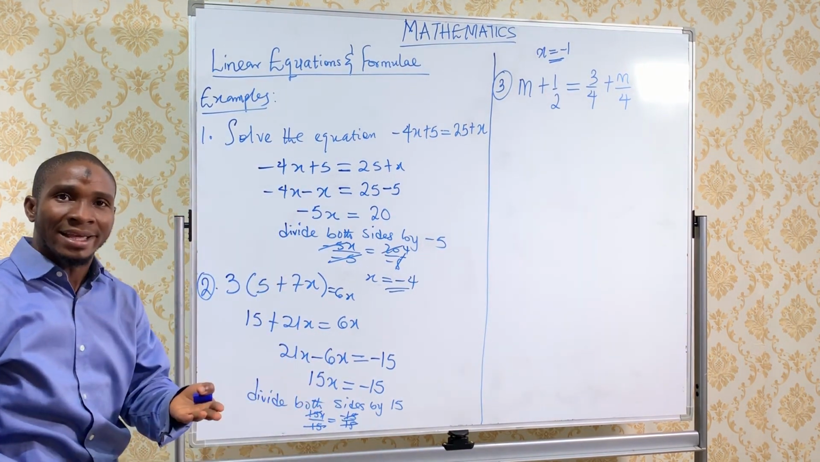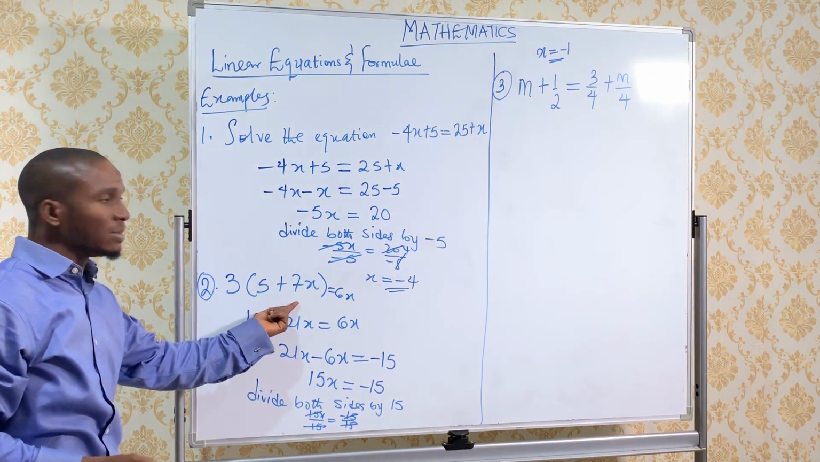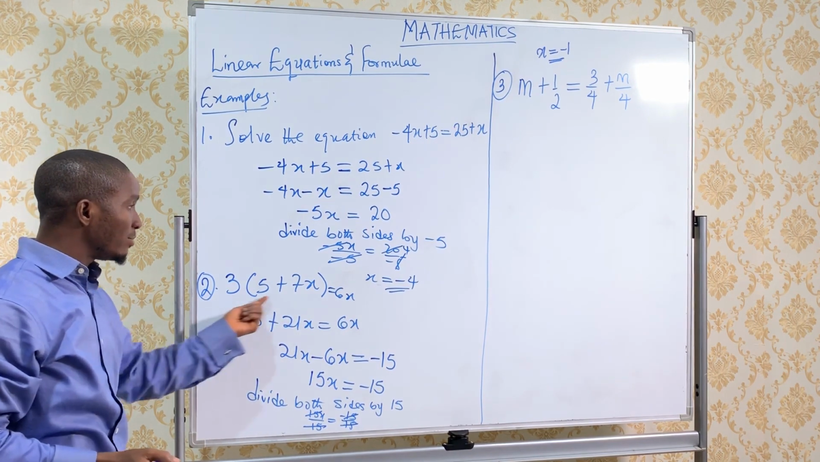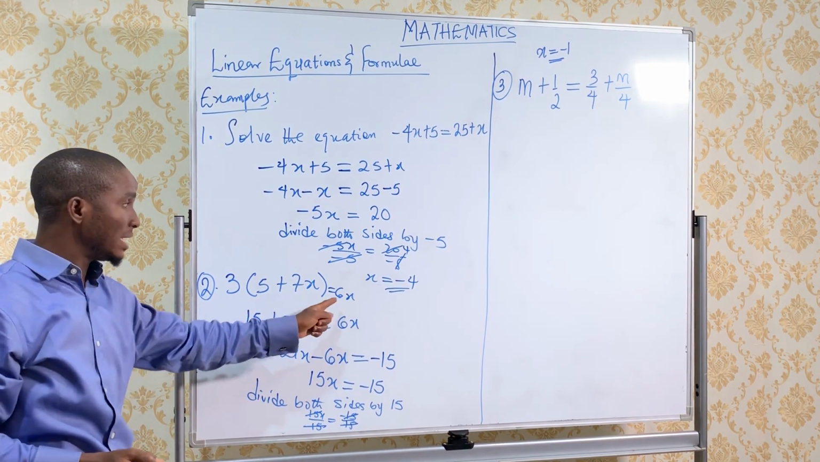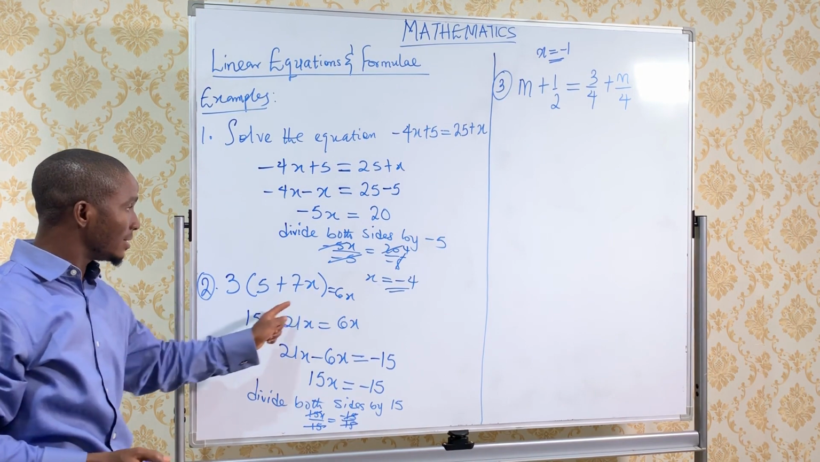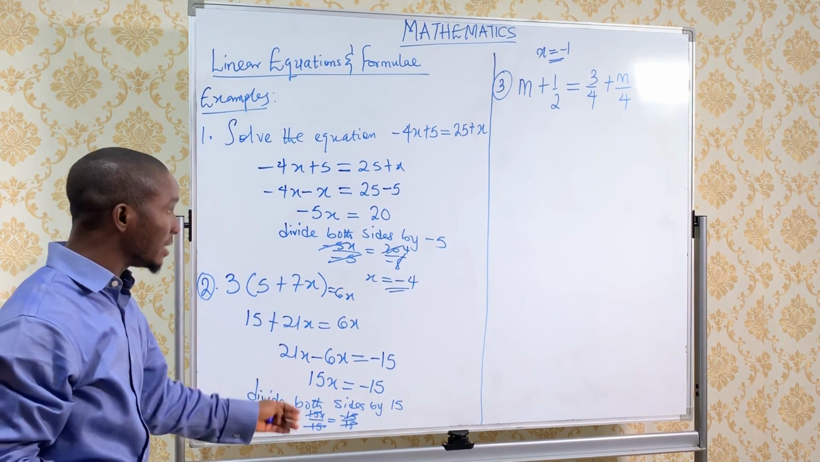As I've explained earlier, instead of opening the bracket, you can actually divide both sides by 3 from here. Then this one becomes 2x. Then you collect like terms to get to x. It's still the same thing.